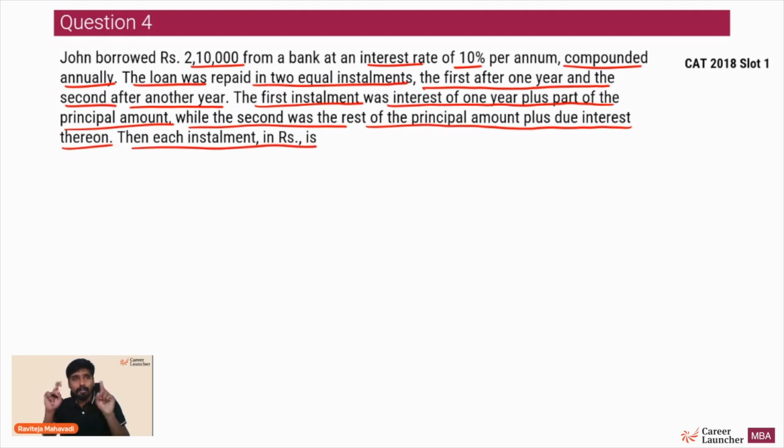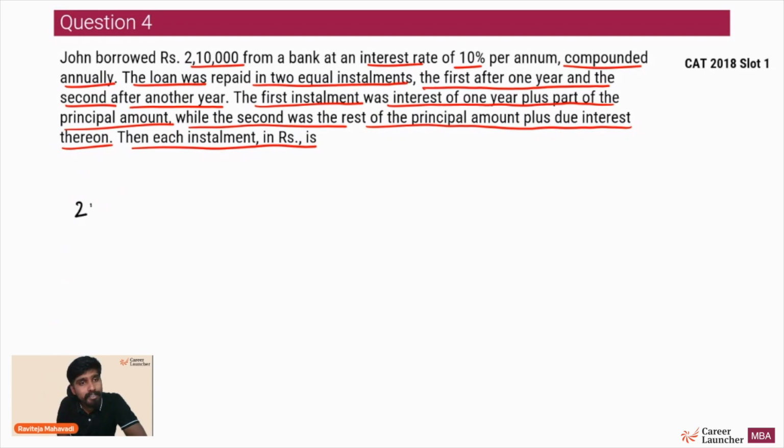So what we need to understand here is that there are 2 equal installments. Both installments are equal. The rate of interest is a good number, 10%. You know how to calculate 10% rate of interest. So let us see what we can do with this. Just visualize what is happening. Break the question down into smaller parts.